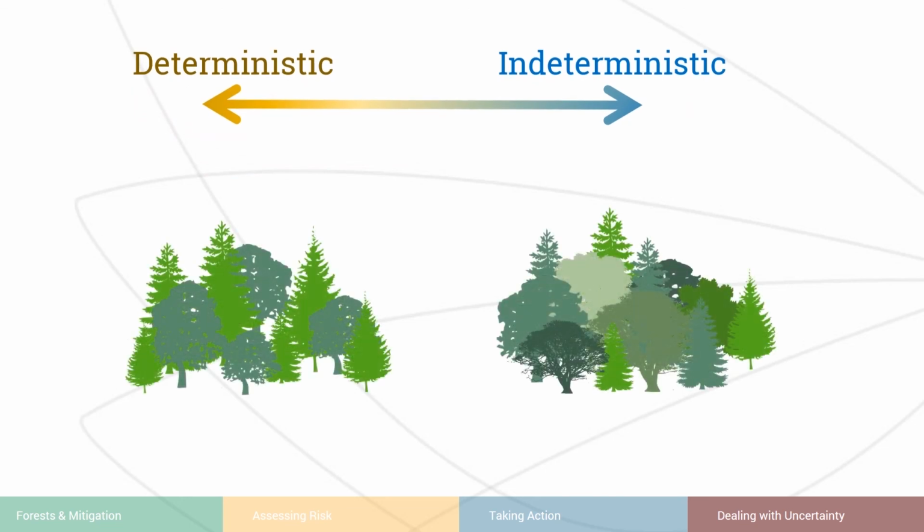Taking a deterministic approach might involve planting or encouraging natural regeneration of a specific subset of species or varieties that are likely to perform well under future conditions, encouraging more drought-tolerant types in an area projected to become drier, for example. Whereas an indeterministic approach might involve encouraging a greater diversity of species and varieties that have different ecological traits in order to spread the risk and ensure that at least some component of the forest or stand will perform well under whatever future conditions prevail.